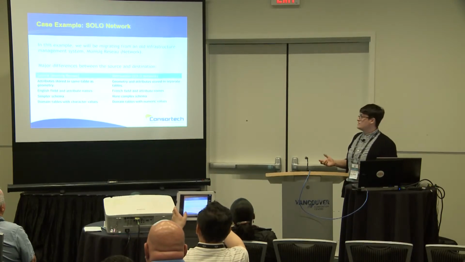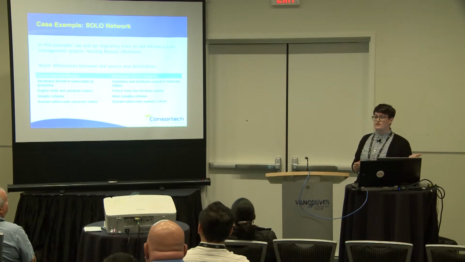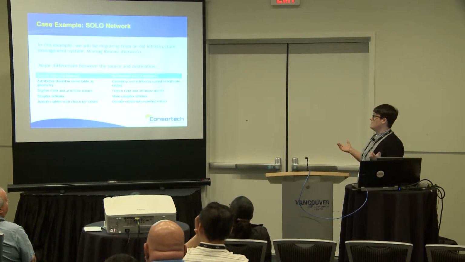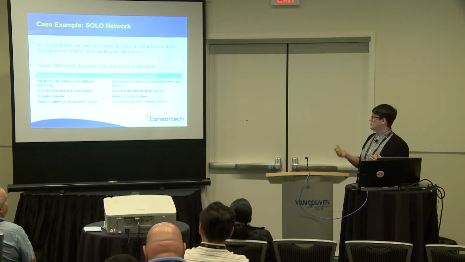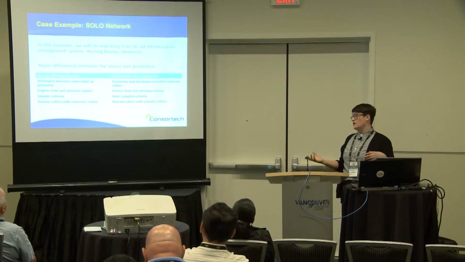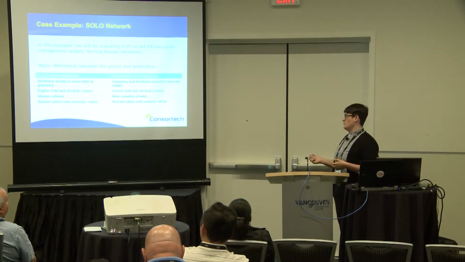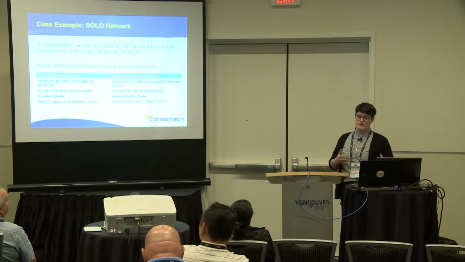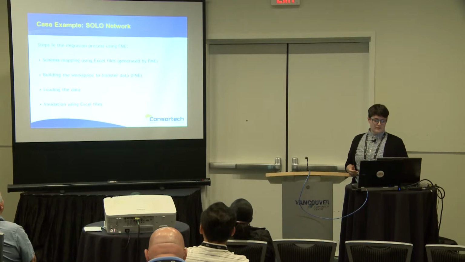So some of the major differences between the source and the destination: in the source, the attributes are stored in the same table as the geometry, whereas in the destination, the geometry and the attributes are stored in separate tables and are related to one another. We went from English to French. That presents challenges as well. And we moved from a simpler schema to a more complex schema, domain tables with character values to domain tables with numeric values. These are all little details that make things a little bit more complicated or interesting, depending on how you want to look at it.